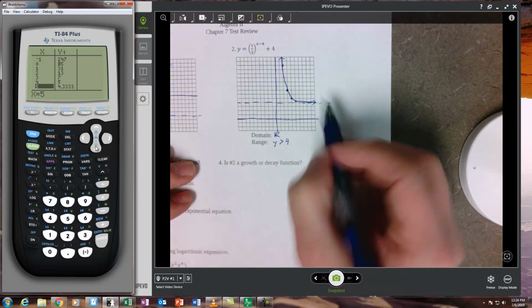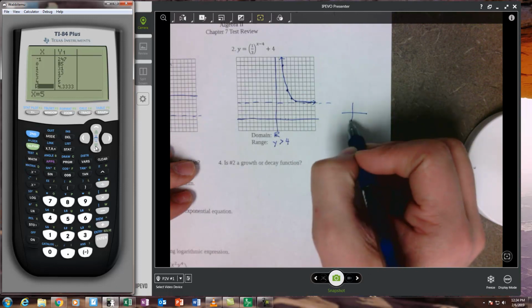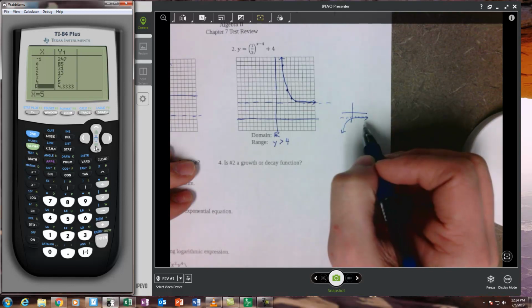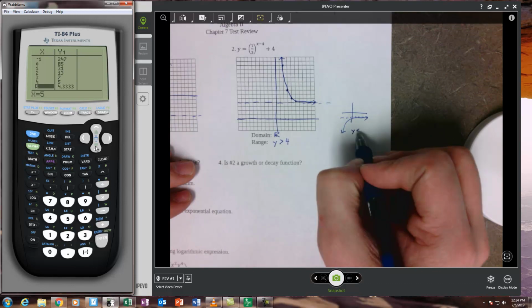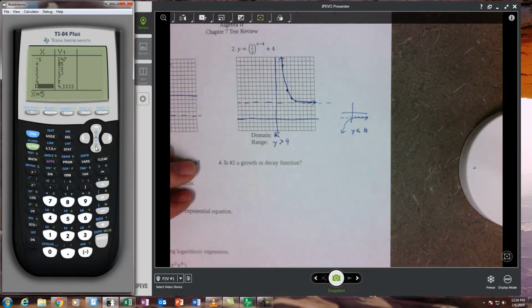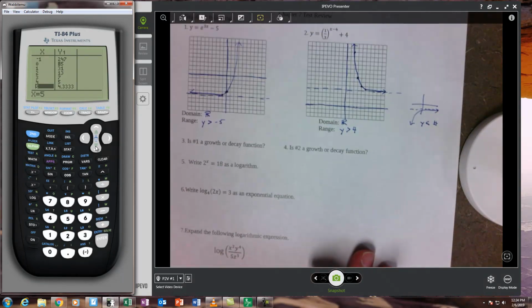Now, if that graph had an asymptote and we did a graph like this, the graph always stays below that asymptote. So this would be for a range that would be y is less than some number. Anytime the graph is below the asymptote, it's a less than. All right, so now we want to answer a couple questions about those two graphs.